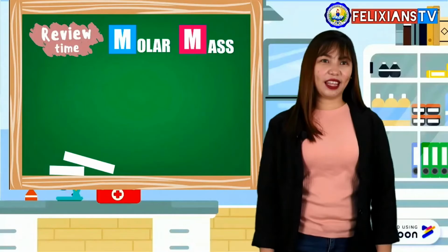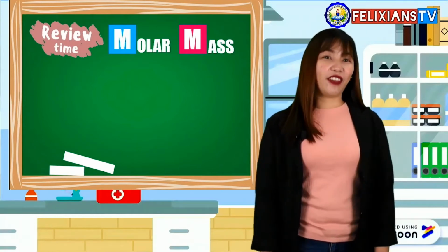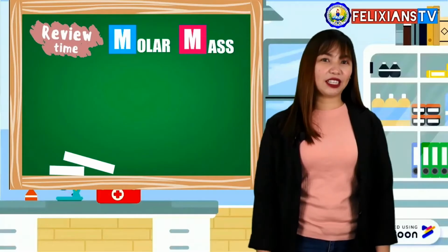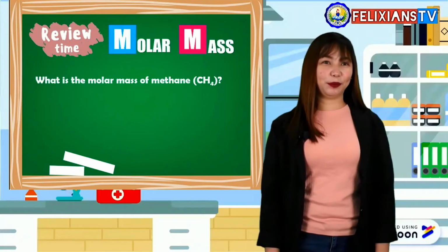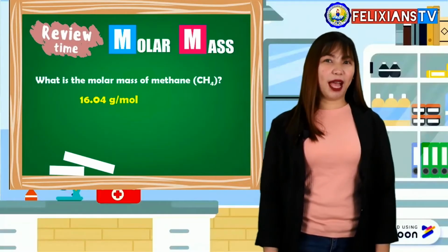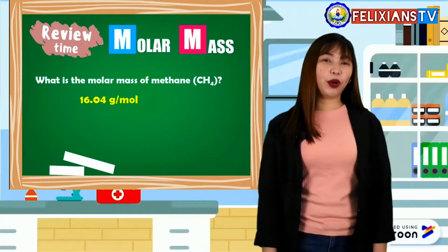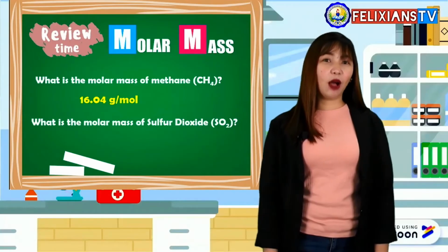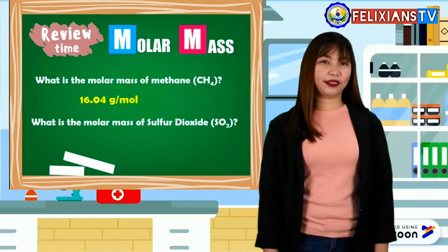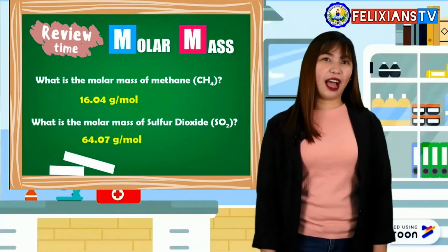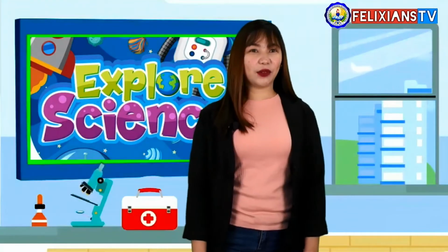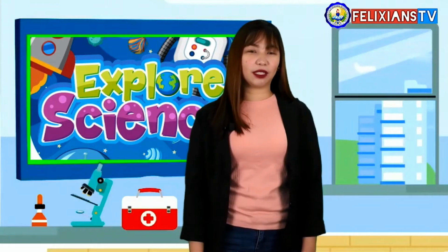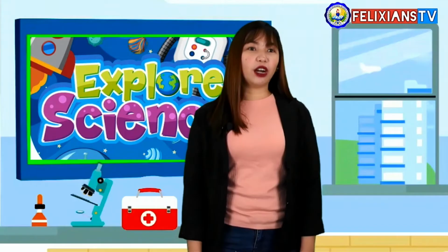Do you still remember your lesson about calculating molar mass of a compound? Very good! Let us see if you still remember your lesson. What is the molar mass of methane? You're right! The molar mass of methane is 16.04 gram per mole. How about the molar mass of sulfur dioxide? Correct! The molar mass of sulfur dioxide is 64.07 gram per mole. I'm glad that you still remember our lesson in calculating the molar mass of a compound. I think you are now really ready for our new lesson.